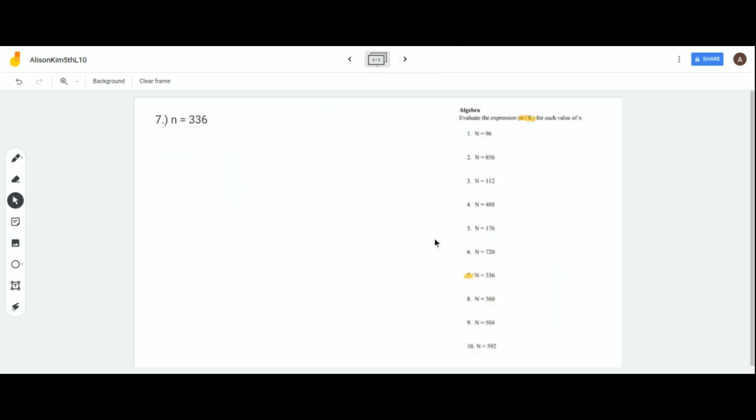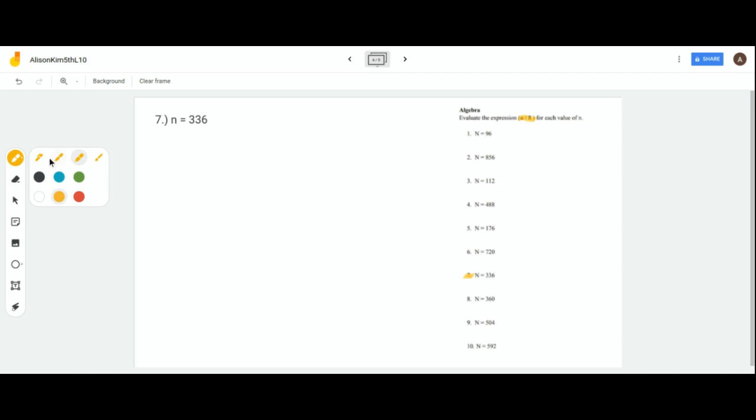Now let's move on to algebra. We're going to do number 7 together. So what is it? The instructions say evaluate the expression n over 8 for each value of n. So we're given the values of n, right? For number 7, we're given that n equals 336. Now we're going to plug this n into the given expression, which is n over 8, right?